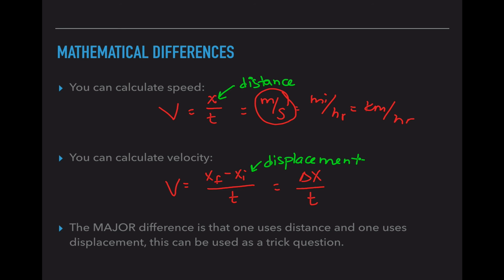Now, generally, you're not going to have to think too hard about this because I'm not trying to trick you in terms of speed versus velocity, but you do have to be careful, especially on the assessments, because there may be some trick questions. It may say you traveled from home to school back home again and the trip took you 20 minutes. What was your velocity? Well, technically, if your displacement is 0, your velocity is 0. So just remember that that can be a possible trick question. Okay, so mathematical differences, just to recap, speed uses distance over time, velocity uses displacement over time.